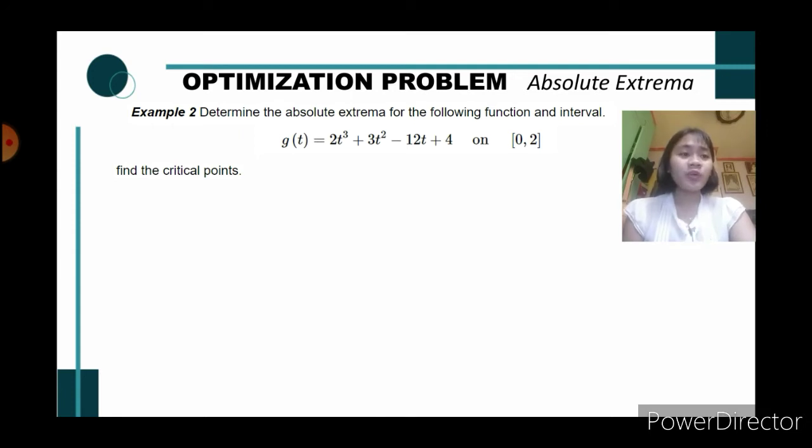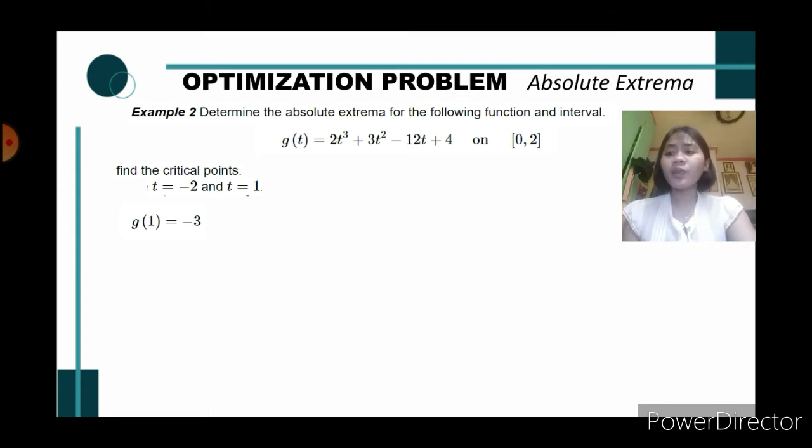At this point, it's important to recall that we only want the critical points that actually fall in the interval in question. This means that we only want t is equal to 1 since t is equal to negative 2 falls outside the interval. Now, evaluate the function at the single critical point in the interval and the two endpoints.